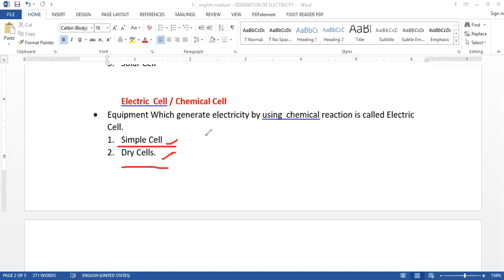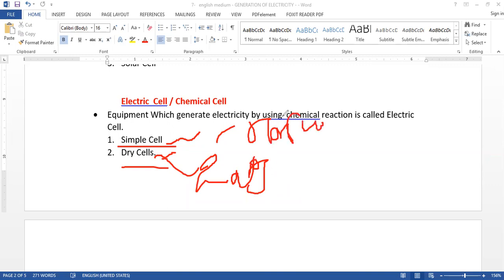I will use completely English, but you must know the Tamil. Very important. Simple cell means எளிய மின்கலம். Dry cell means உலர் மின்கலம். Note the Tamil also in your notes, then it will be understood well. Rather than studying only English, you must know the Tamil. That's my point.